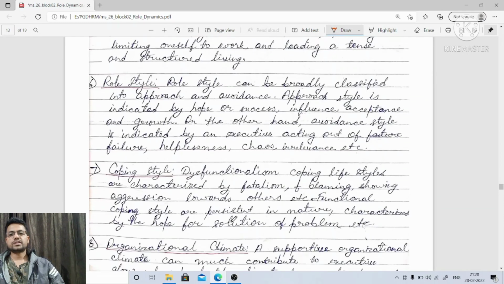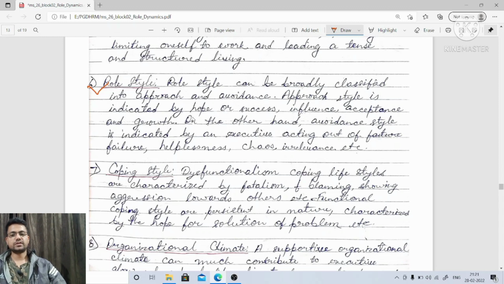Sixth, given role style. Role style can be broadly classified into approach and avoidance. Approach style is indicated by hope of success, influence, acceptance, and growth. On the other hand, avoidance style is indicated by an executive acting out of failure, helplessness, chaos, irrelevance, etc. Now you can see role style means how a person handles different situations.